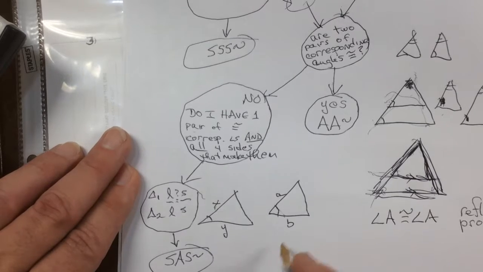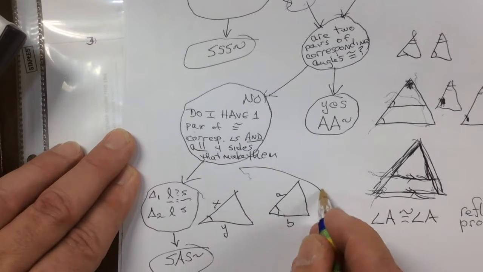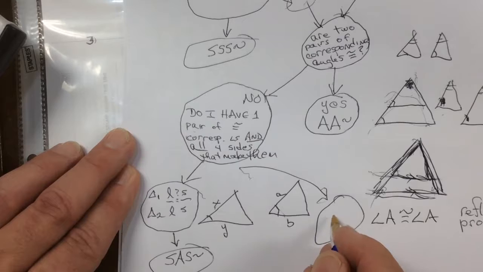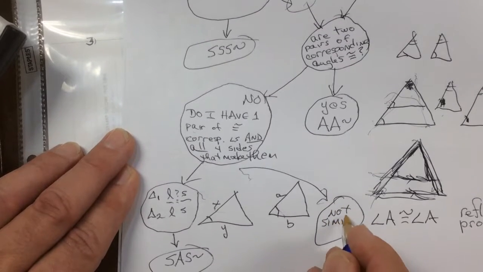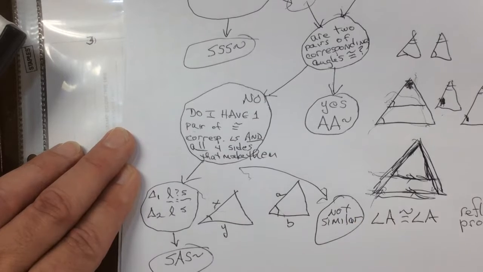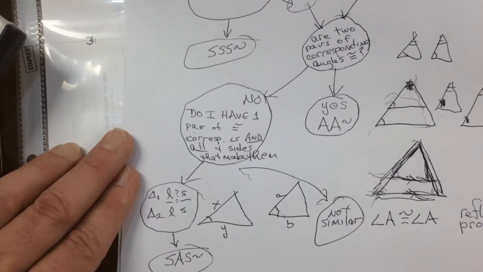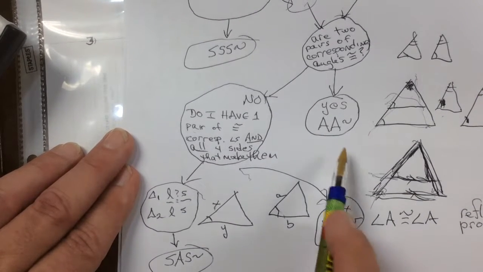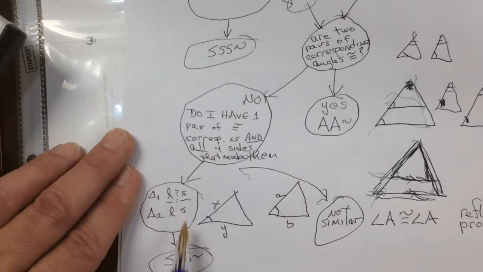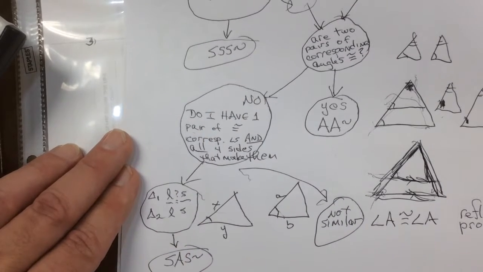And if the answer is no, they're not similar. Because the only things that can tell you that two triangles are similar are angle-angle, side-side-side, and side-angle-side.